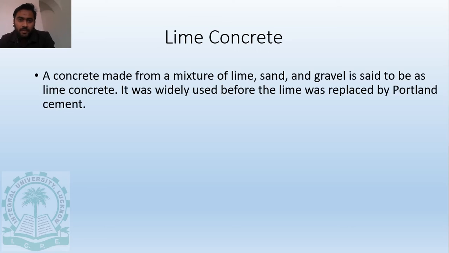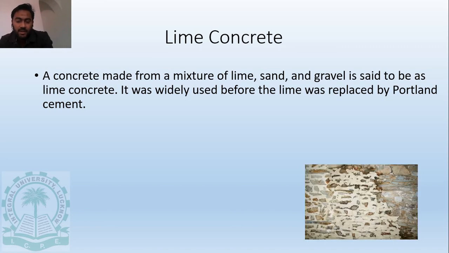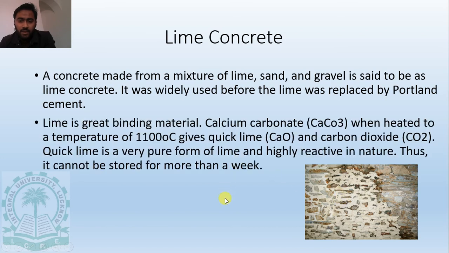It is a concrete made from a mixture of lime, sand, and gravel, and it was widely used before it was replaced by Portland cement. As you can see, this is wall masonry using lime concrete. Lime is a great binding material.